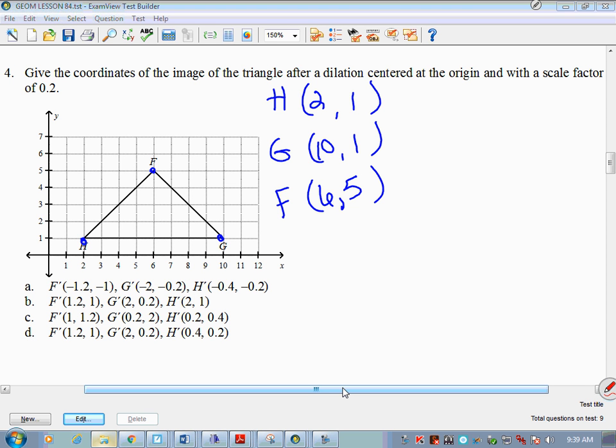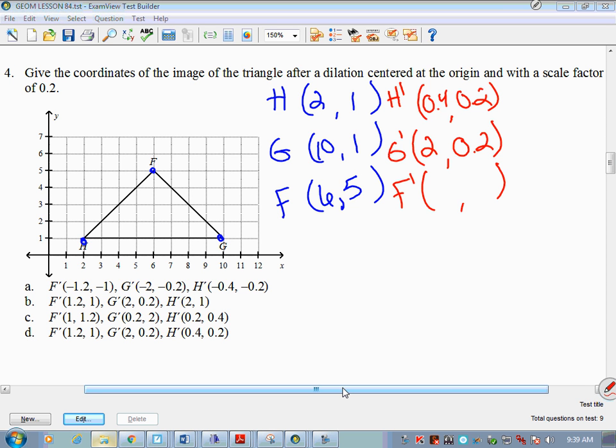I think I heard somebody say it. Multiply by 0.2, right? So you guys have a calculator here, right? What is 2 times 0.2? 0.4, okay? All right, what is 1 times 0.2? 0.2. Okay, let's go to G prime. Okay, what is 10 times 0.2? 2. And what is 1 times 0.2? 0.2.